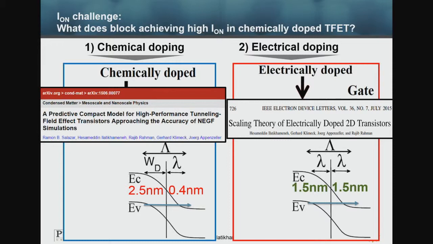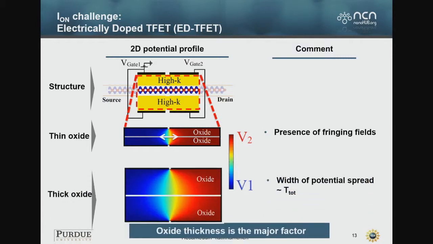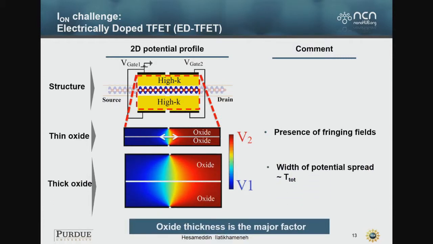And this was strange for us. We looked into the data and saw that this comes from the fringing field when we have 2 gates. Even if you put a 0 distance between these 2 gates, there would be some fringing field. And this fringing field is somehow proportional to oxide thickness. Since we have gate leakage, we cannot make the oxide thickness very small, so we cannot reduce this tunneling distance.